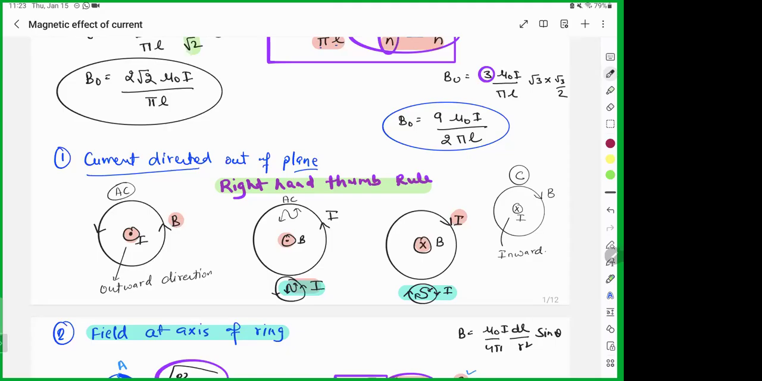Lift your right hand. Put your thumb direction away from you, away from your eyes. What will be the direction of the fingers, clockwise or anti-clockwise?